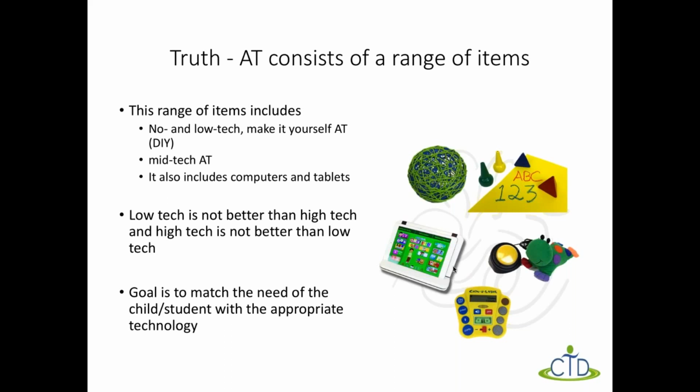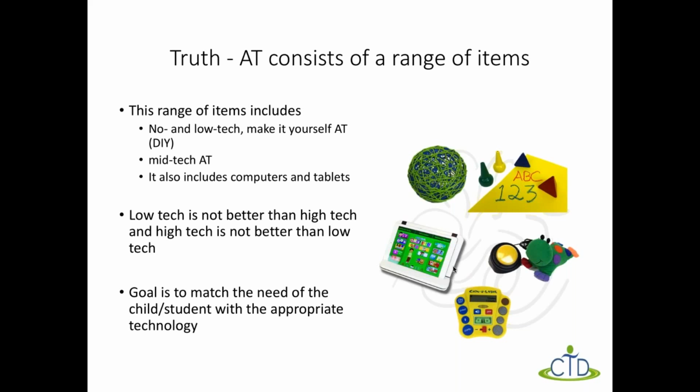A couple of things that we like to point out on that continuum is that low-tech is not better than high-tech, and high-tech is not better than low-tech. And it doesn't mean we have to start at low-tech when we're considering what kinds of assistive technology might help a child. And it doesn't mean we start at the high end either. And the reality is that the variety of tools that will assist a child with a disability are likely going to be a combination of low-tech, mid-tech, and high-tech.